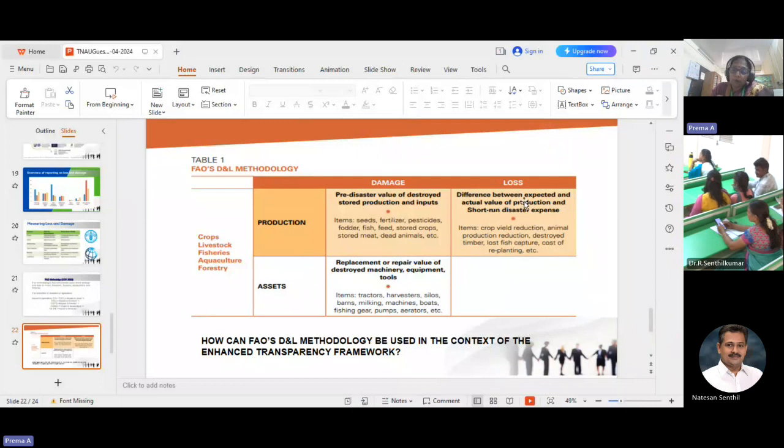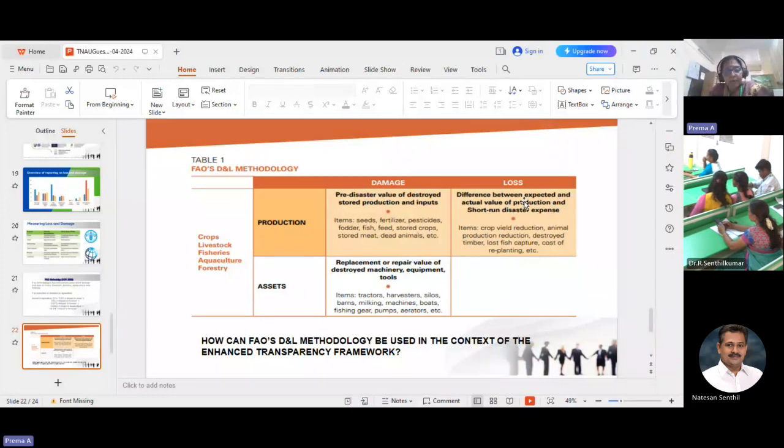And in the loss, we can also have another classification like loss due to seasonal crops or annual crops, and the loss due to the perennial crops. So these two types of loss will be different, and altogether we can come to the total disaster effect.